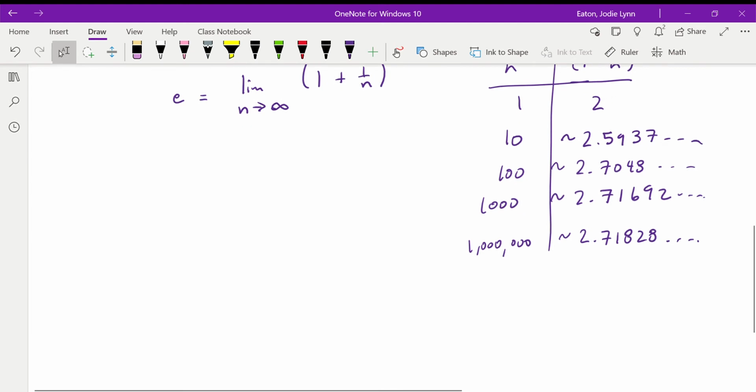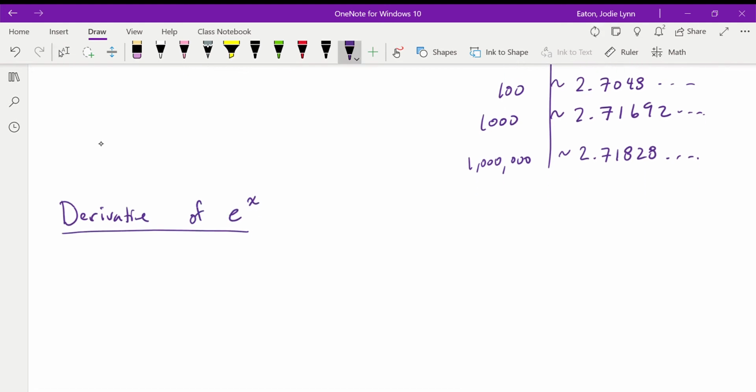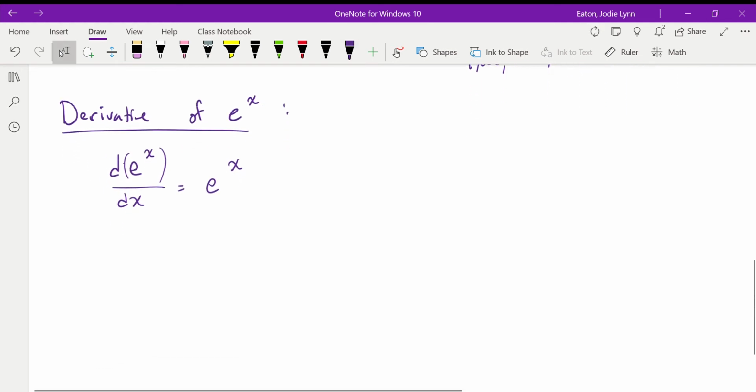So the derivative of e to the x. And this is why we like e. In this case, e doesn't stand for Euler. E stands for easy, because the derivative of e to the power of x dx is e to the power of x. E to the x is its own derivative, and that's pretty cool.